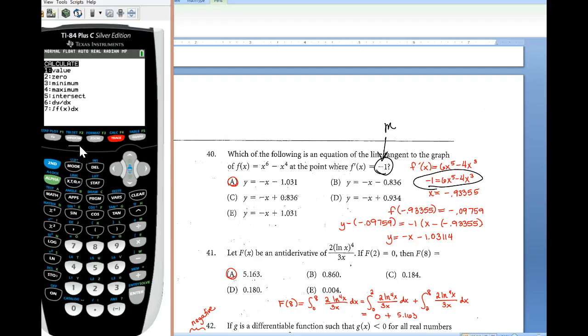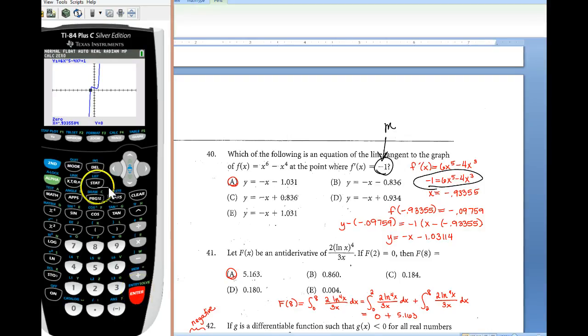Anytime you have to solve an equation and you have your calculator available to you, set everything equal to 0 and find the 0. So here I'm just going to go lower bound, upper bound, and there you have it.